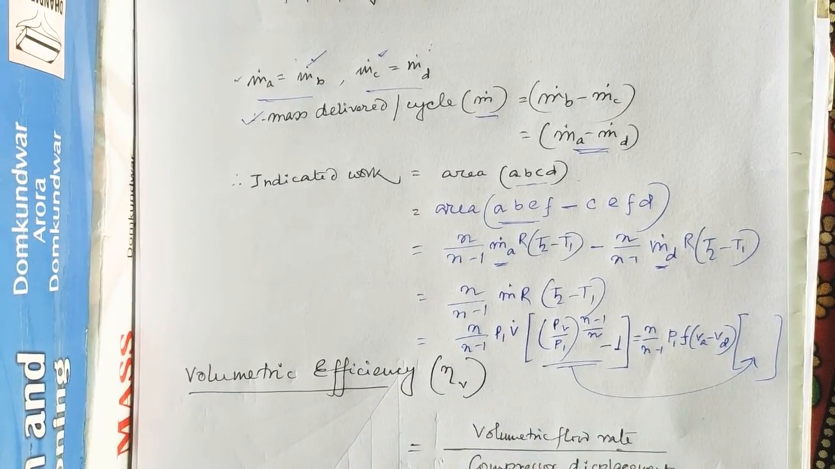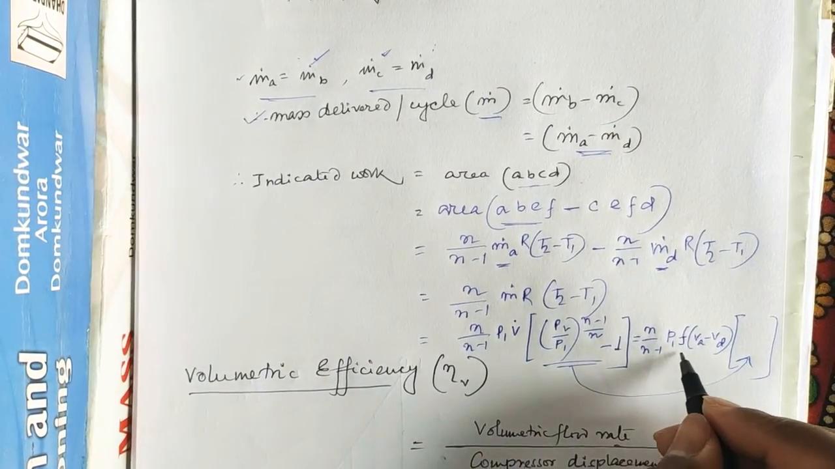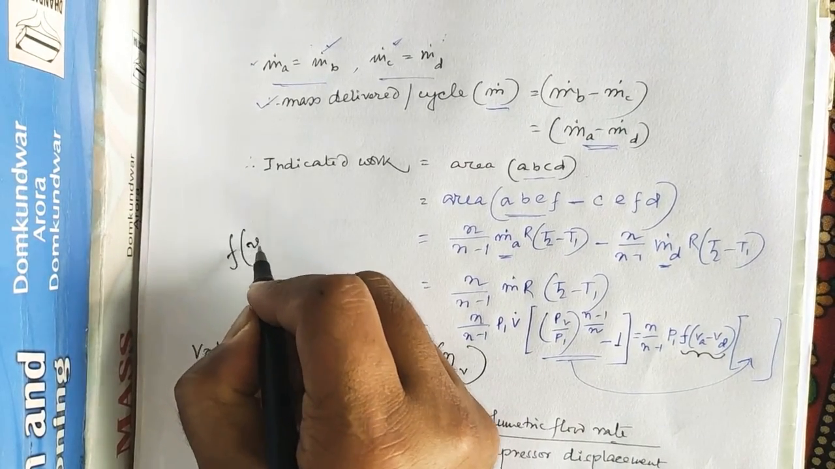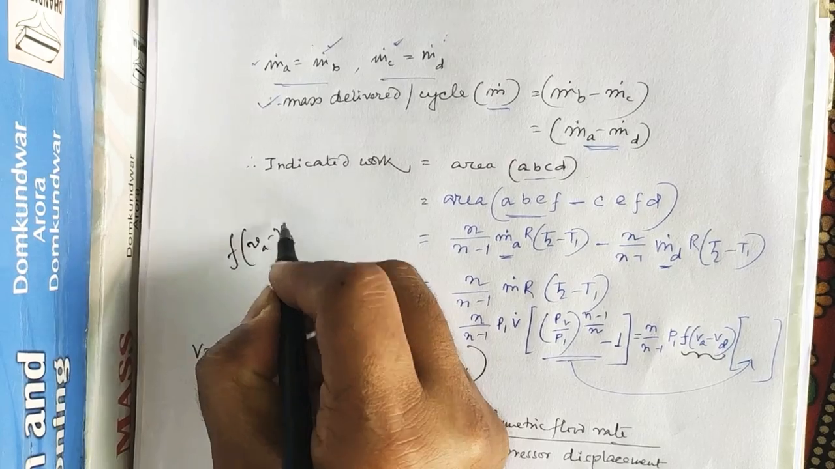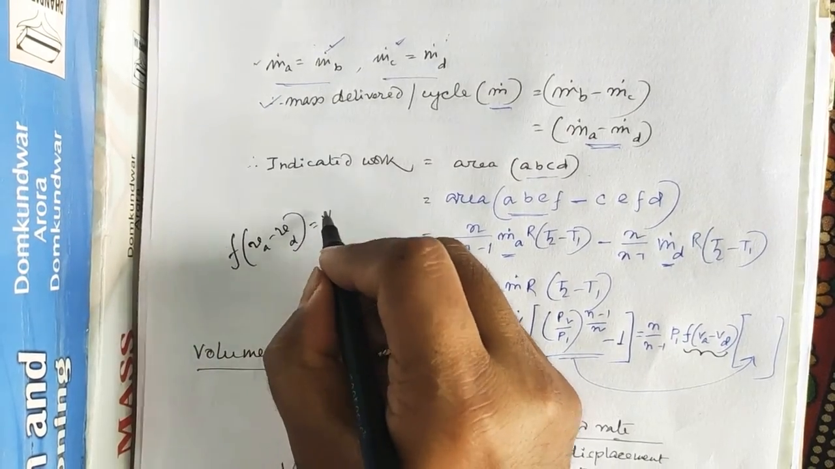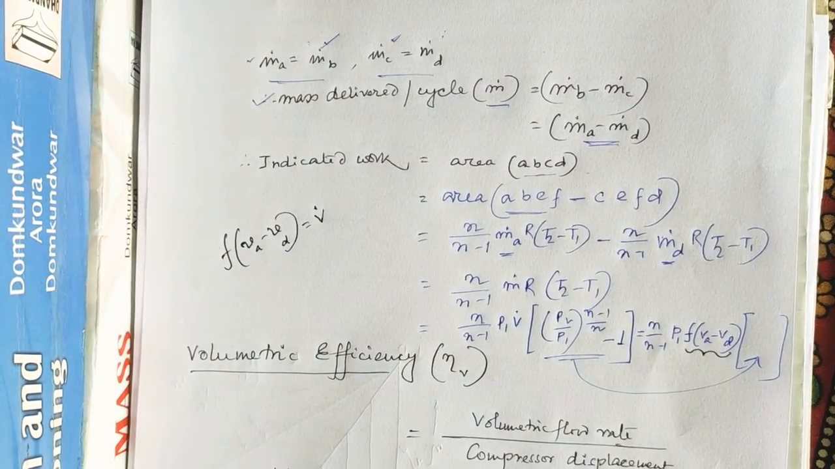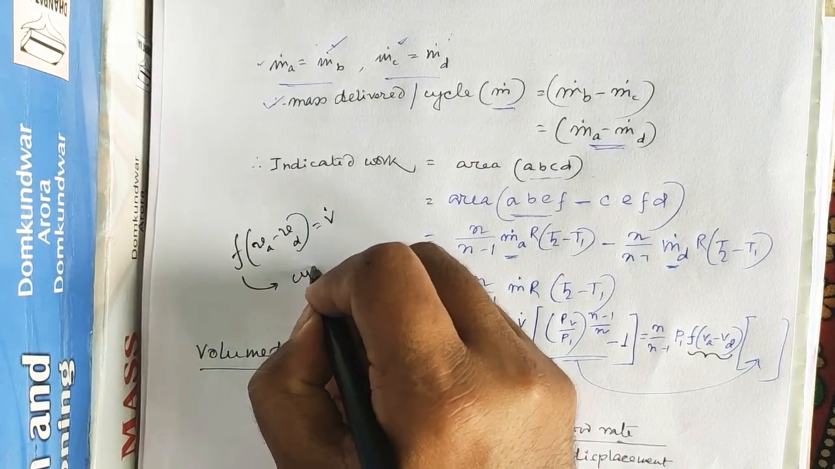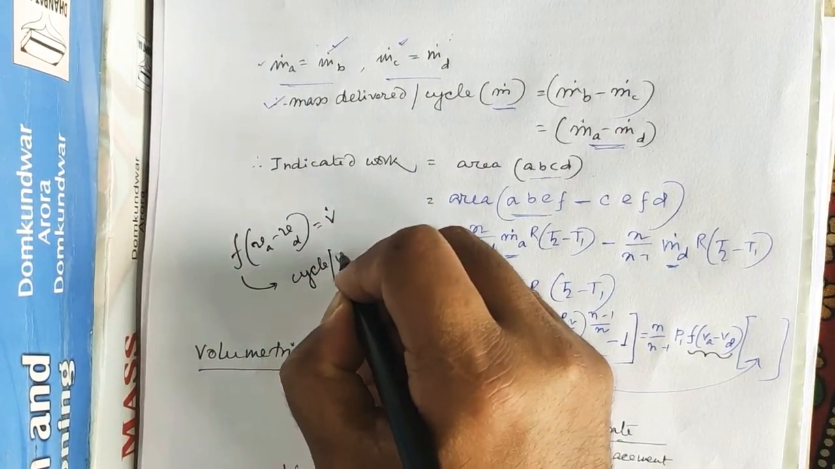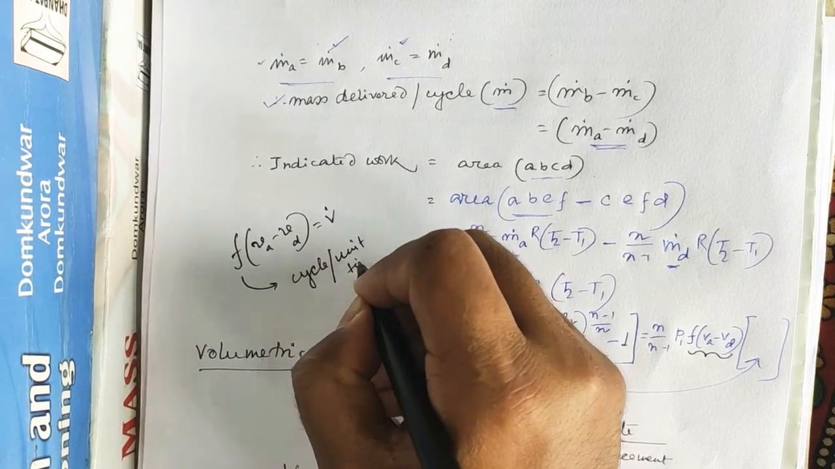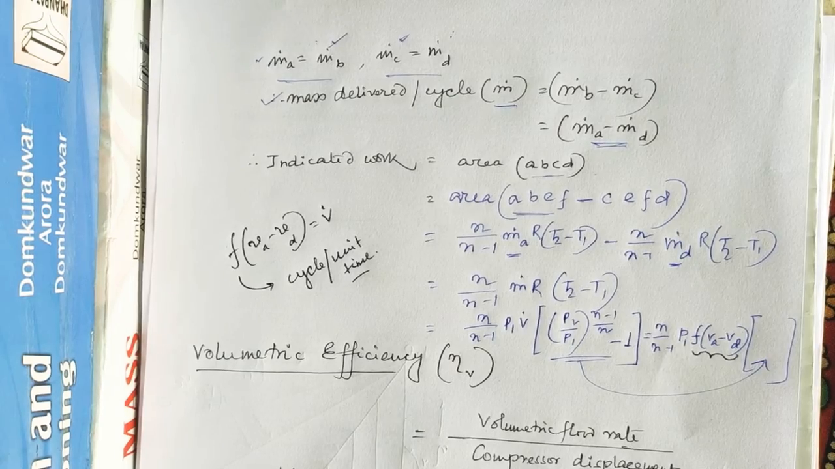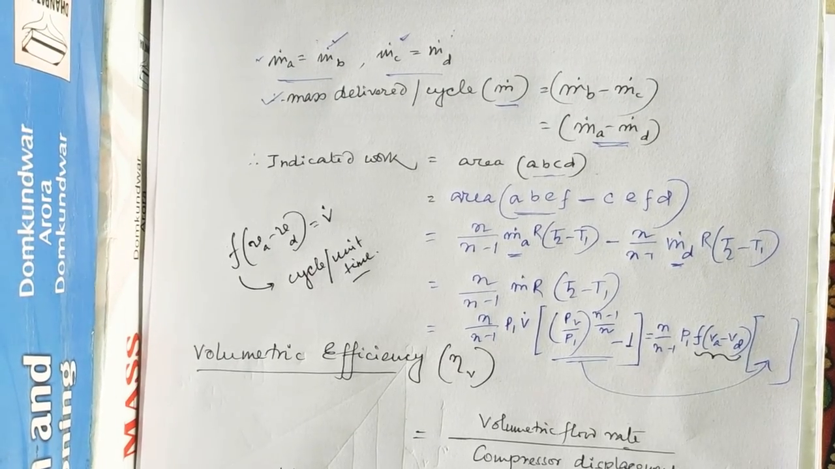Now this f into (VA minus VD) is equal to V dot. This is the actual volume handled by them, and this f is the cycles per unit time. So from this expression we can calculate the indicated work if clearance volume is present.